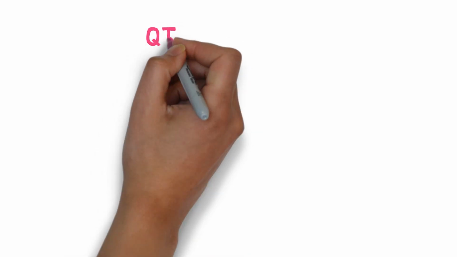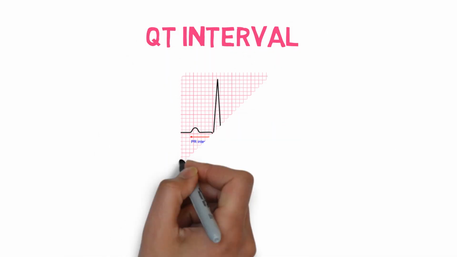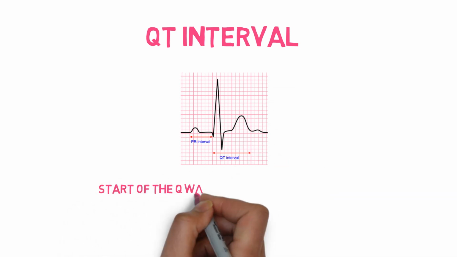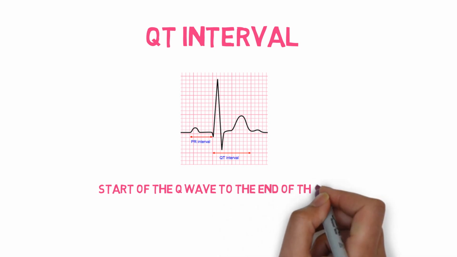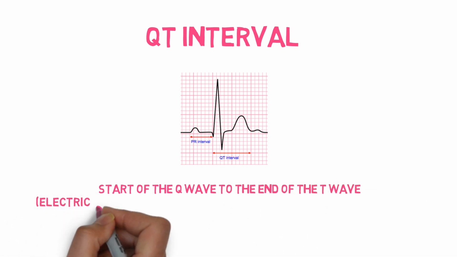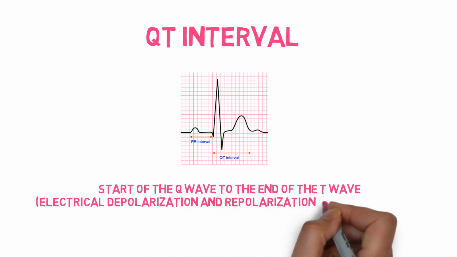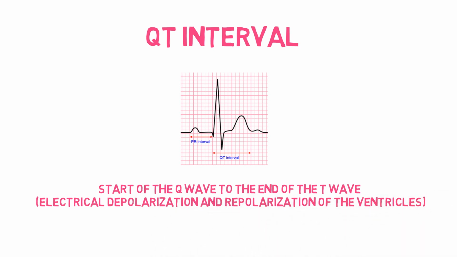The next interval we are going to look at is the QT interval on the ECG waveform. The QT interval starts from the start of the Q wave and ends at the end of the T wave, as given in the above diagram. The QT interval is basically the electrical depolarization and repolarization of the ventricles.